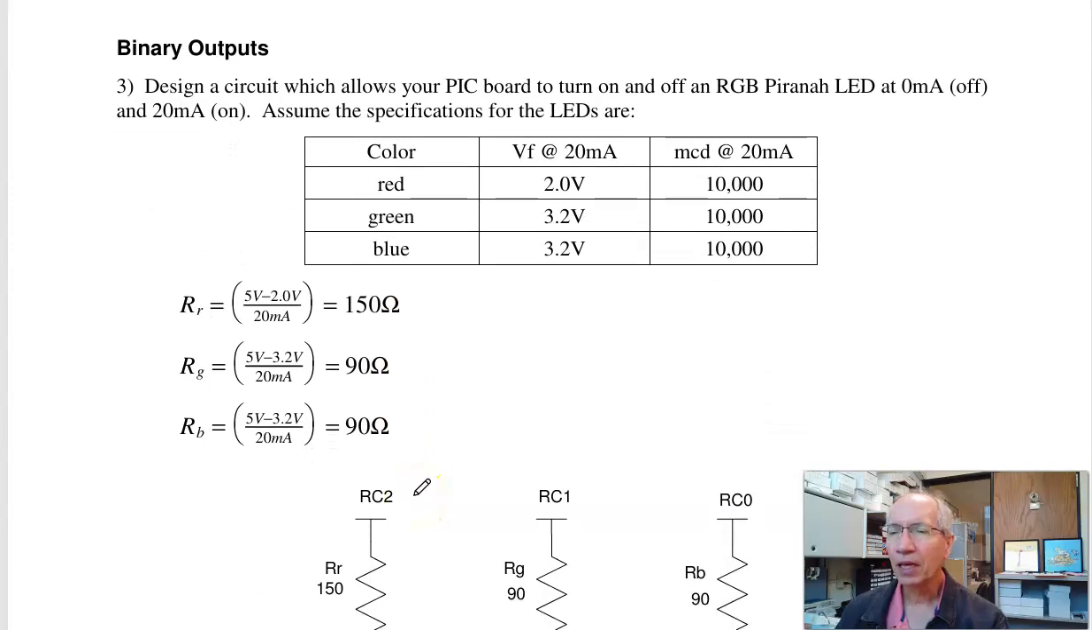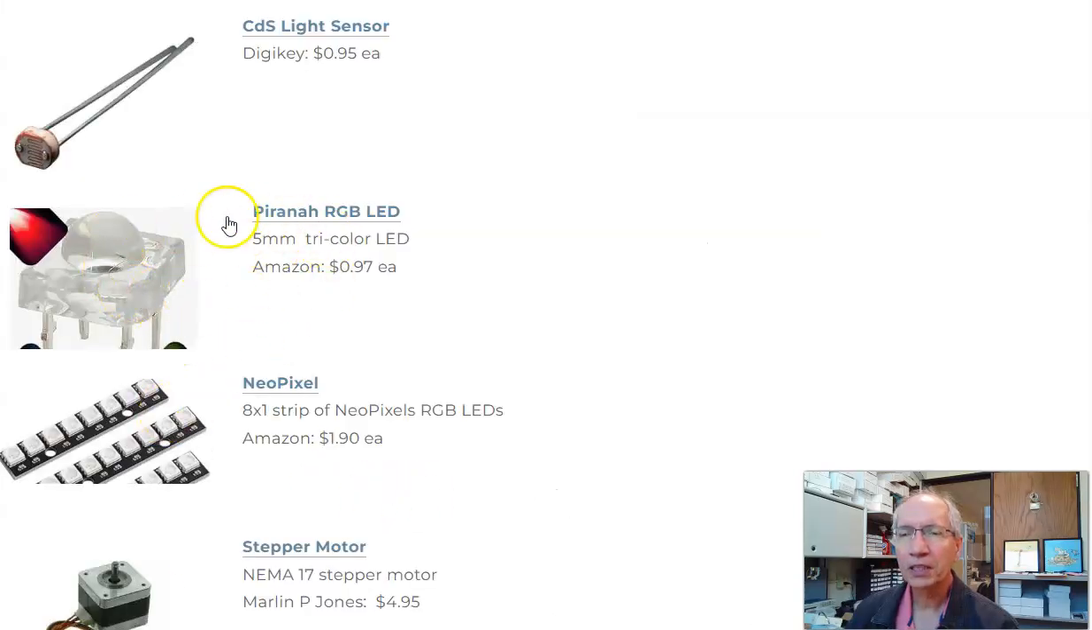Problem 3. In your lab kit, there should be a Piranha RGB LED. So that's what the LED looks like. This is actually one pixel of a scoreboard. It's got a red, green, and blue LED in one package.